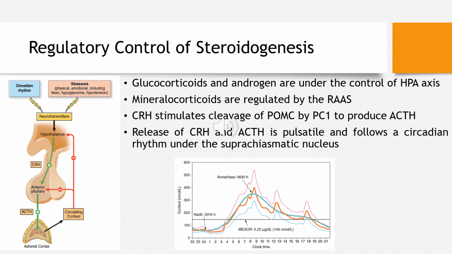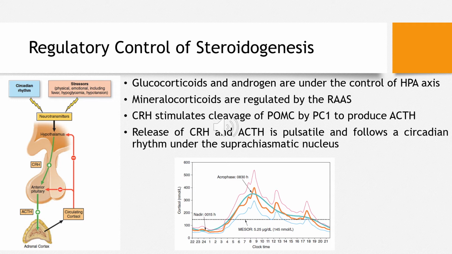Now let us discuss the regulatory control of steroidogenesis. Production of glucocorticoids and adrenal androgens is under the control of the hypothalamic-pituitary-adrenal axis or HPA axis, whereas mineralocorticoids are regulated by the renin-angiotensin-aldosterone system or RAAS. Glucocorticoid synthesis is under the inhibitory feedback control by the hypothalamus and the pituitary gland, as you can see in the leftmost portion of the slide.